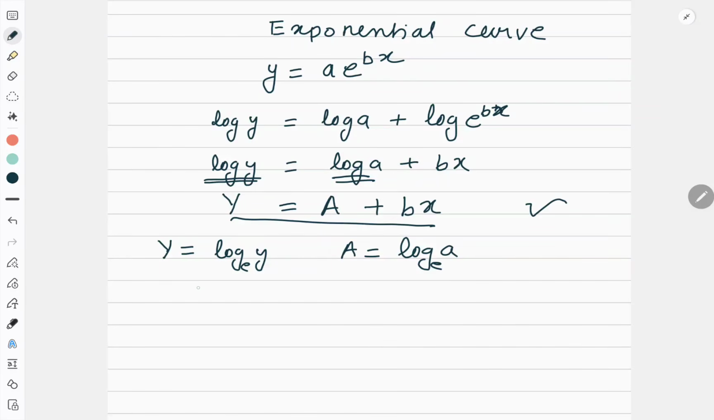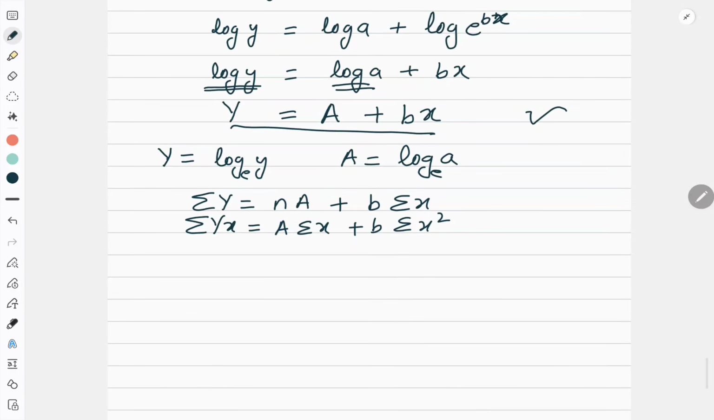So how can I write the normal equation for this? Summation y is equal to na plus b summation x. Multiply the whole equation by x, so summation yx is equal to a summation x plus b summation x square. So what type of table will I have? I'll have x, which is given in the question, and y, which is again given in the question. Now I will frame capital Y, which is log e of y, so I will take the log of all the values in the y column.